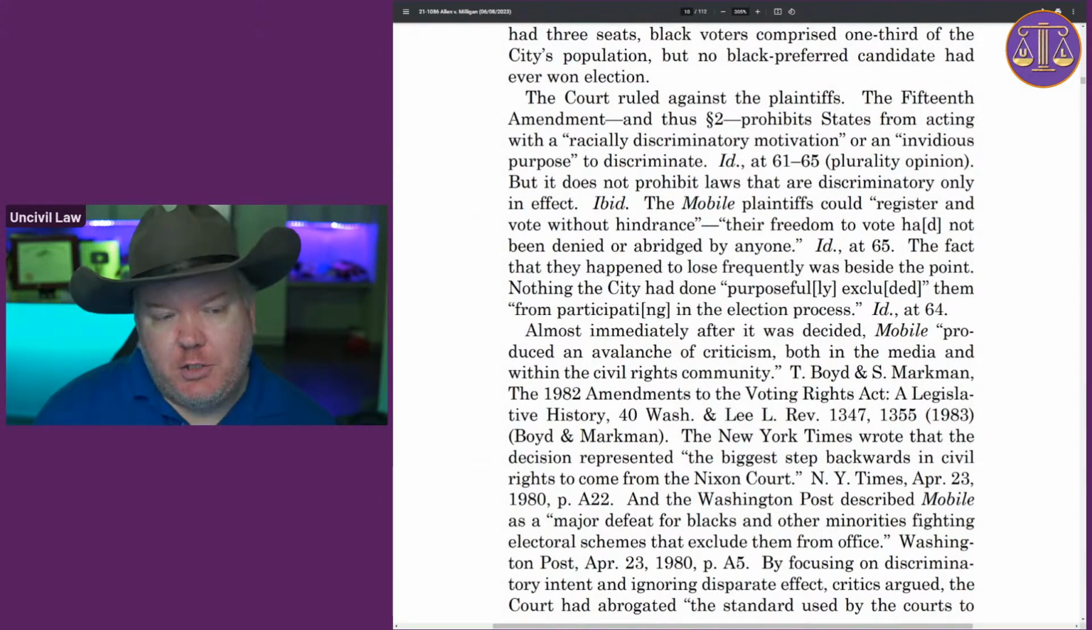The plaintiffs could register and vote without hindrance. Their freedom to vote had not been denied or abridged by anyone. The fact that they happen to lose frequently was beside the point. Nothing the city had done purposely excluded them from participating. Okay, fair. That's what the court said.